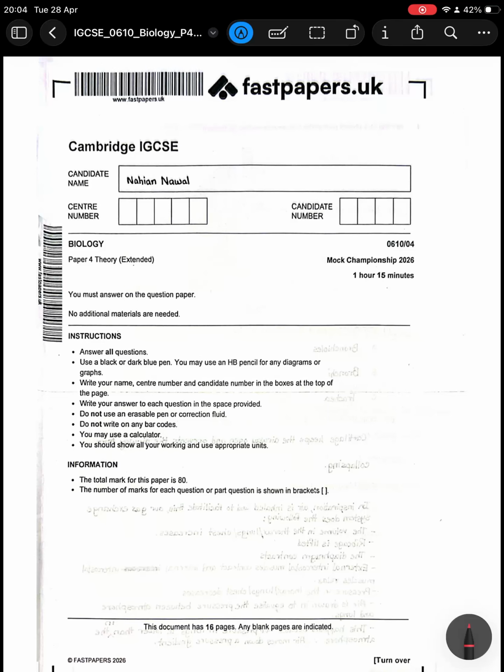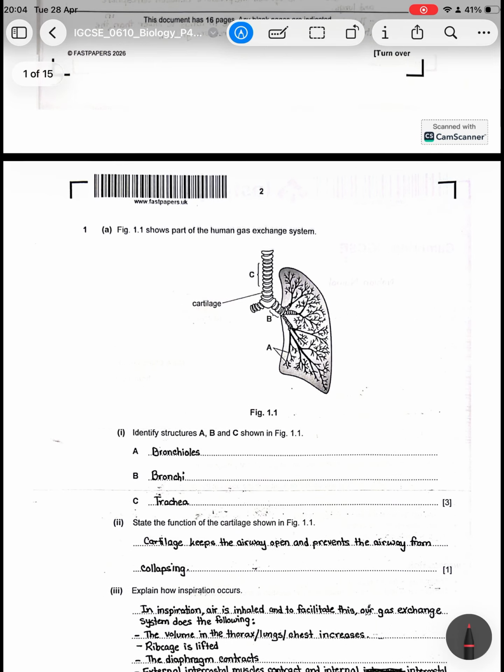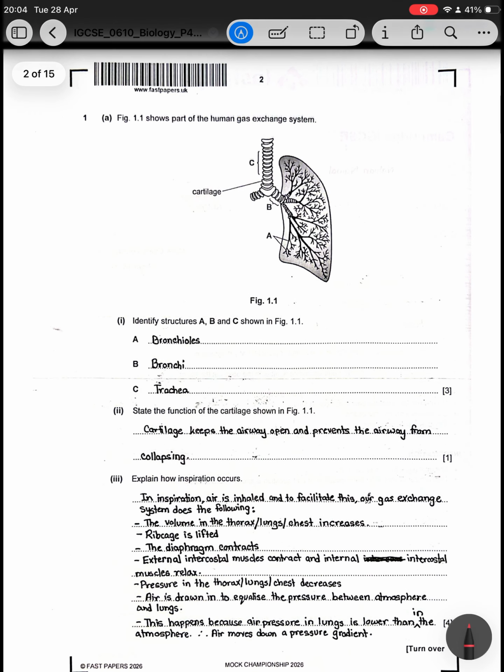Let's discuss a paper from the Mock Championship 2026 by Fast Papers, and this is Cambridge IGCSE Biology Paper 4, and the total mark is 80. Starting with question 1, figure 1.1 shows part of the human gas exchange system.